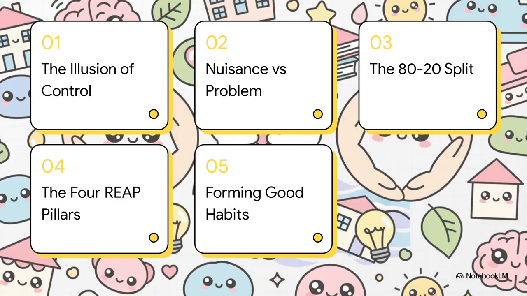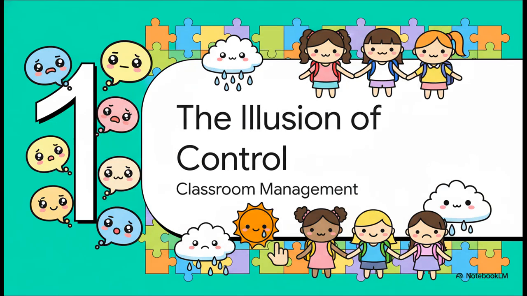So to get us to a place of real practical effectiveness, here's our clear mental roadmap for today. We'll hit 1, the illusion of control, 2, nuisance versus problem behaviors, 3, the 80-20 prevention split, 4, the 4 REP cornerstones, and 5, forming good classroom habits. Highly organized, step by step. Let's get into it. Section 1.